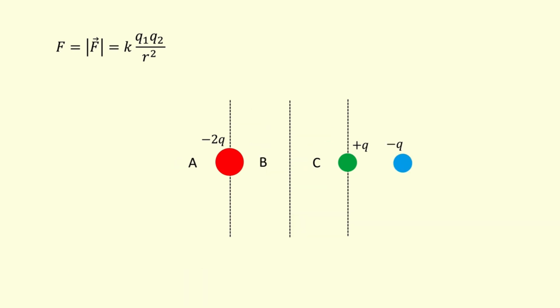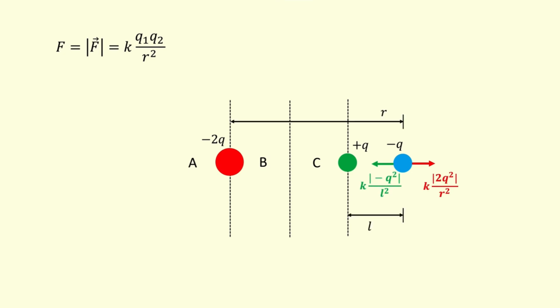Now let's focus on region D. The repulsive force between blue and red is to the right, and the attractive force between blue and green is to the left. And the magnitude of these two vectors again can be found by Coulomb's law. As we can see, R is much greater than L. Also, the force vectors are in opposite directions.